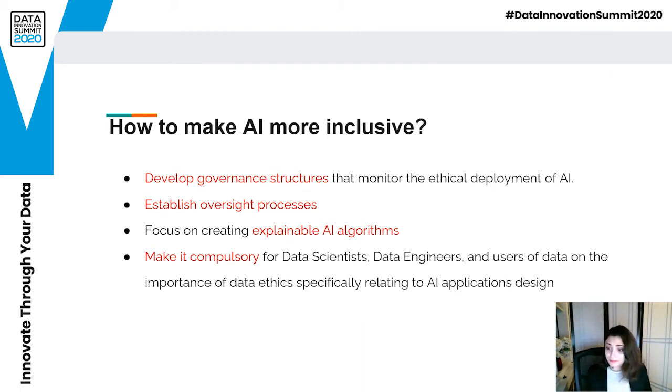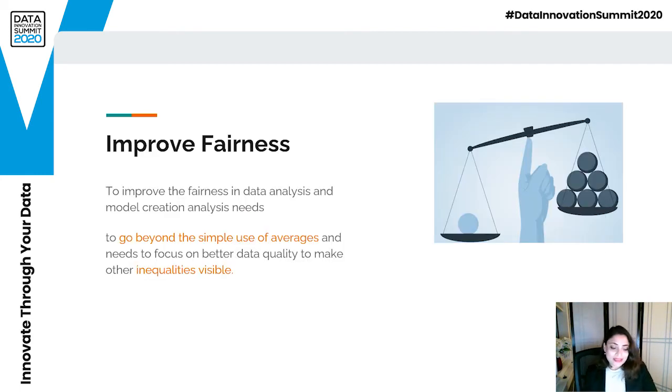I'm sure diversity in the design team will bring about diversity in the ideas of how these AI-based applications are designed. To improve fairness, the best way to go about it is to make sure the data analysis and the model creation analysis go beyond simple averages. What I mean to say by that is that we need to focus on better data quality to make sure these inequalities are made so visible that we don't end up missing out on them.